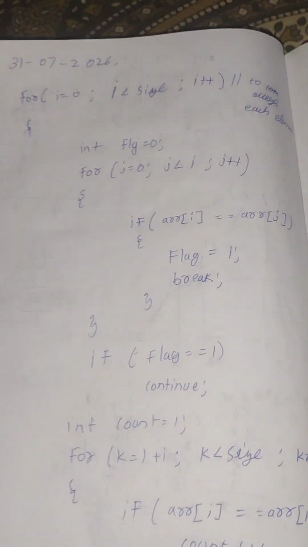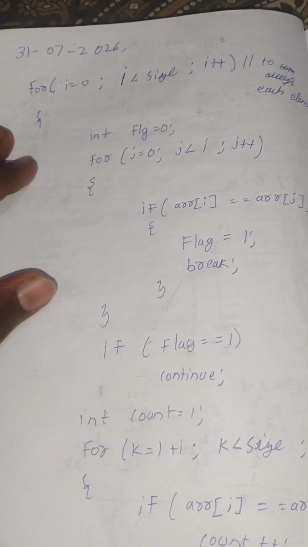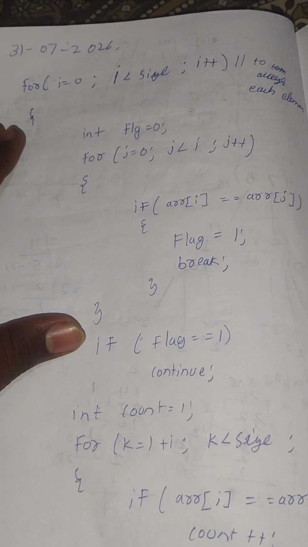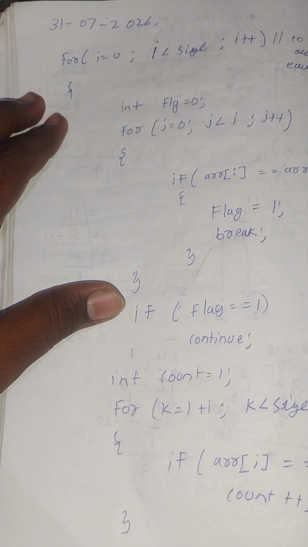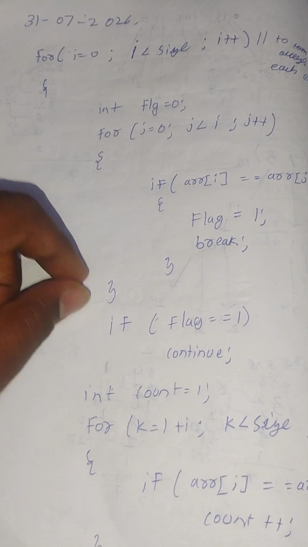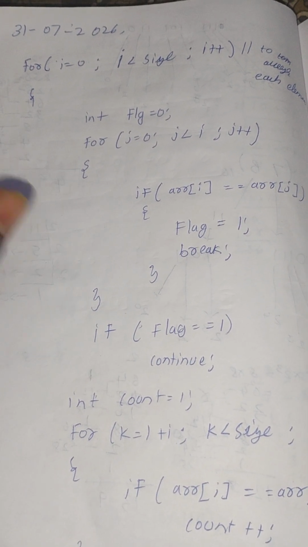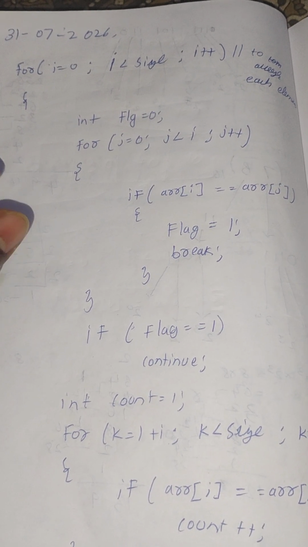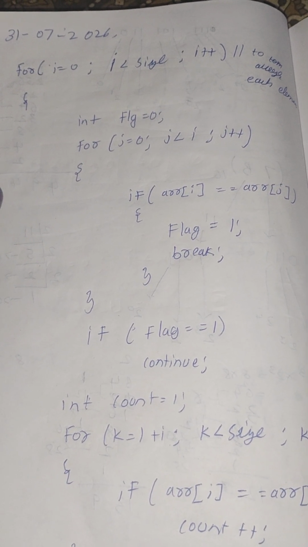Okay, today we are going to see how to count duplicate elements. Just consider inside an array some elements are repeatedly existing; we need to count how many duplicate elements are there.